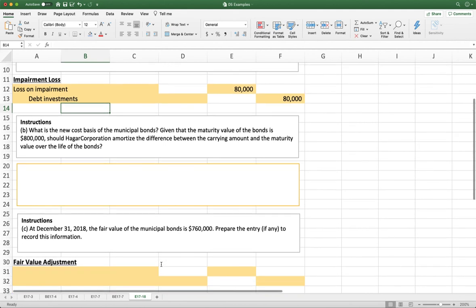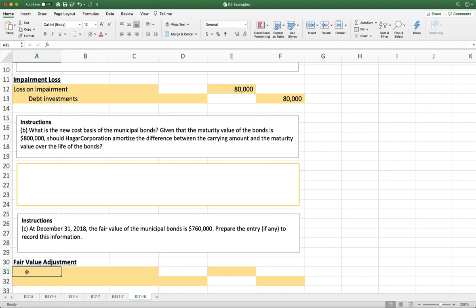Unfortunately, US GAAP doesn't give us any way to write things back up after we've impaired them. So we wrote this down. We believe there was no chance we were going to get more than $720,000. And so now if we do get $760,000, that's just kind of a bonus at the end, but we do not get to write it back up on our balance sheet.